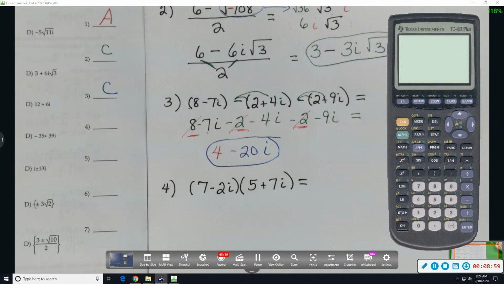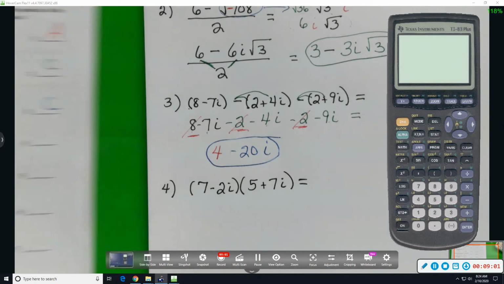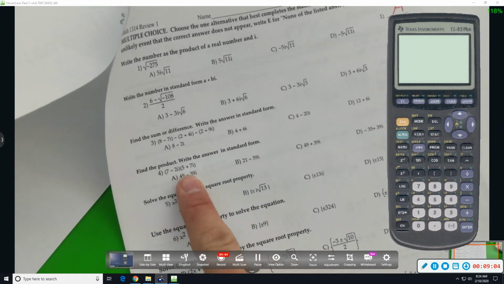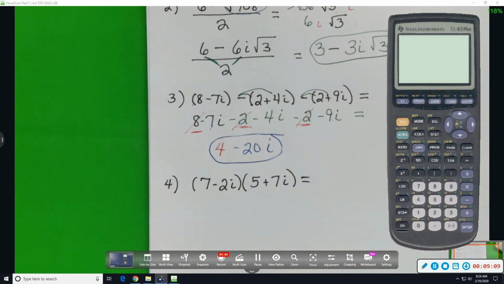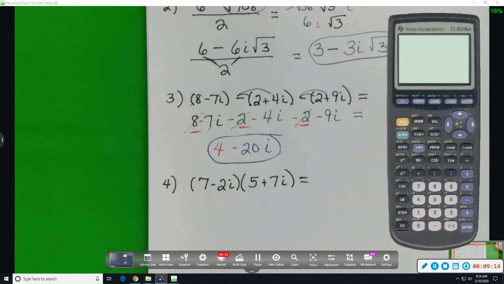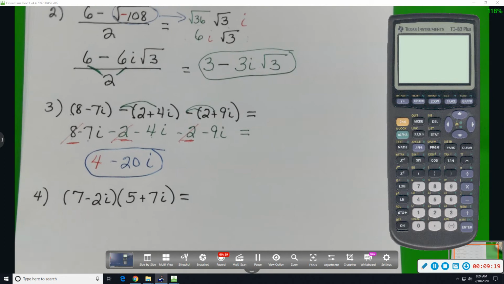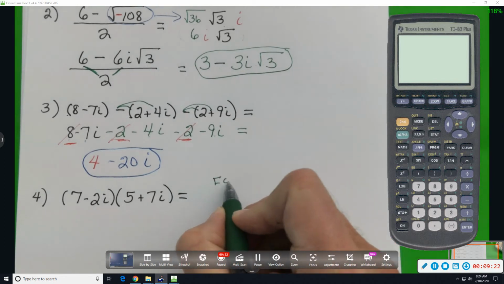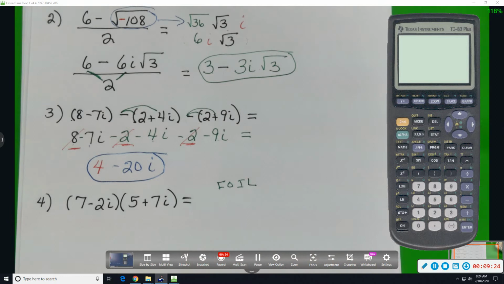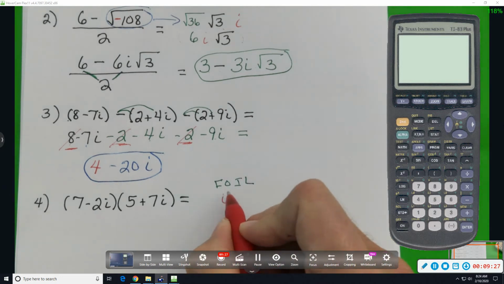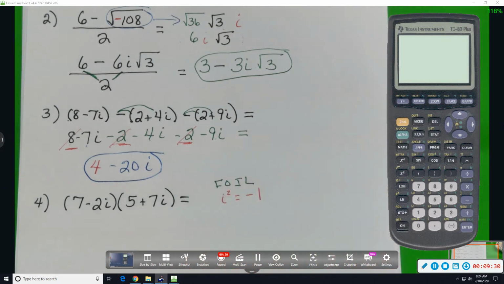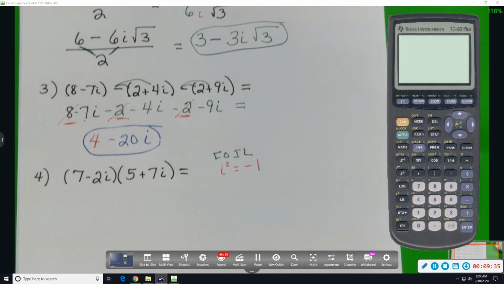Okay. So number 4 says find the product: 7 minus 2i times 5 plus 7i. Well, how do we do this one? We are going to FOIL it out. And then there's something about i squared. So let me just write up what I'm doing here. I'm going to FOIL. And then do y'all remember a rule about i squared? Yeah, did y'all hear that? Replace the i squared with negative 1. So starting to FOIL.